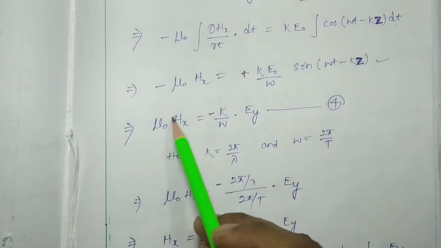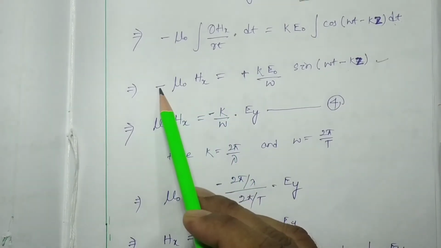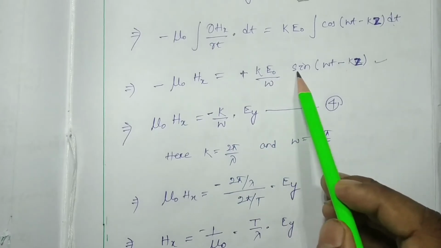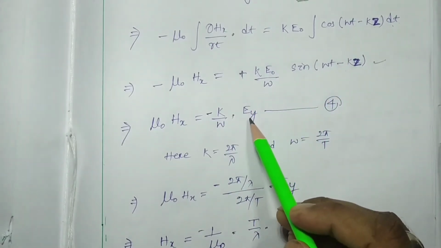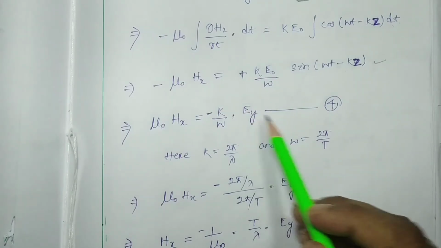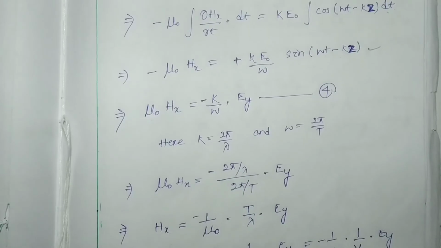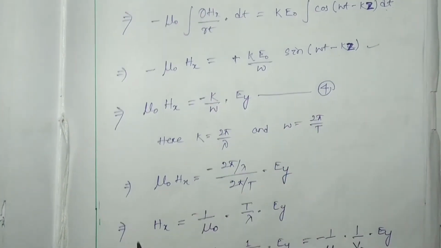So hence it can be written as mu 0 Hx equal to minus k by omega into E0 sin(omega t minus kz), which is nothing but your Ey that we defined in your equation number 1. Let this be your equation number 4.